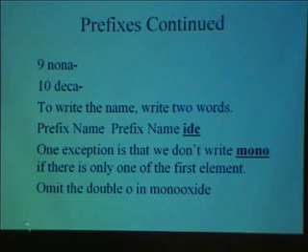And to write the name, it's pretty straightforward. You just write two words. You write the prefix and the name of the first element, followed by the prefix and the name of the second element, and the second element only ends in IDE. One exception is that we don't write mono if there's only one of the first element, and I'll explain that in a minute, and we omit the double O in monoxide. Okay, so for example, with the gas you're probably aware of, carbon monoxide, we do not call it carbon monoxide.